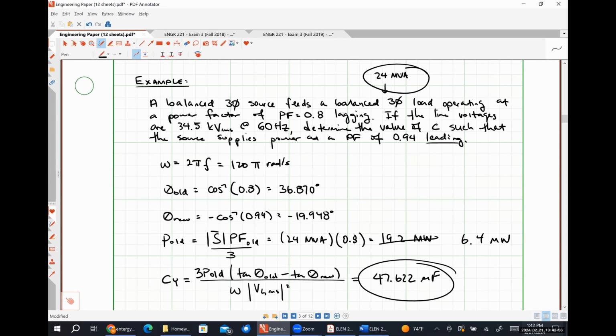Sure. You can divide by 3 at the beginning or divide by 3 at the end. It doesn't matter. It's just dividing by 3. That's how math works. I believe I usually say specifically on the problem, the total apparent power or something like that, so that you always know whether I'm giving you things on a per phase basis or for the 3-phase system, so that there's no ambiguity there.